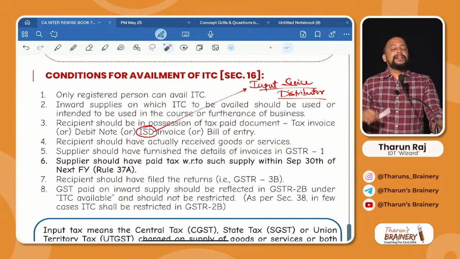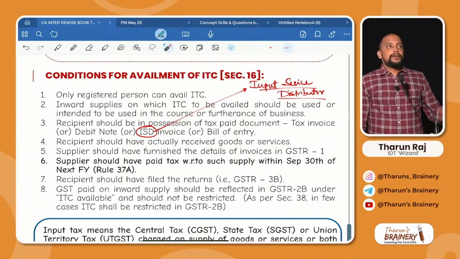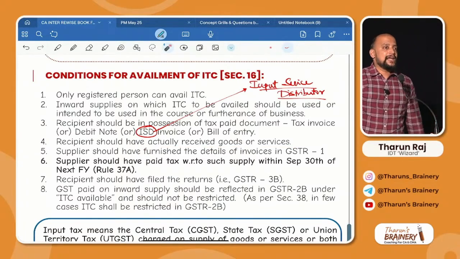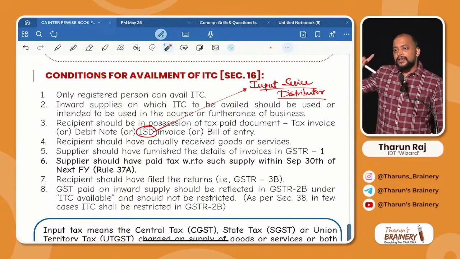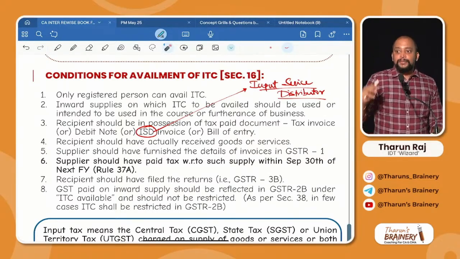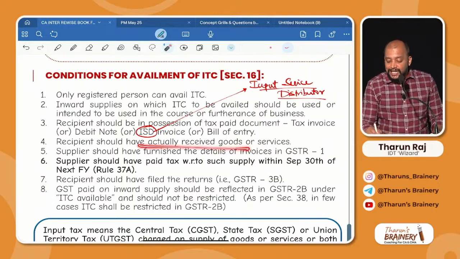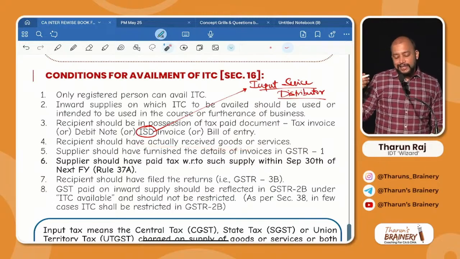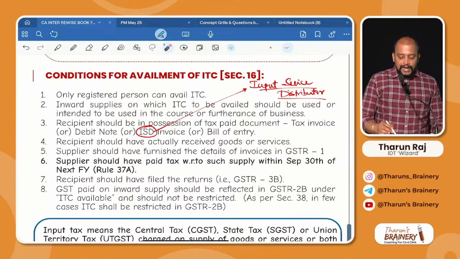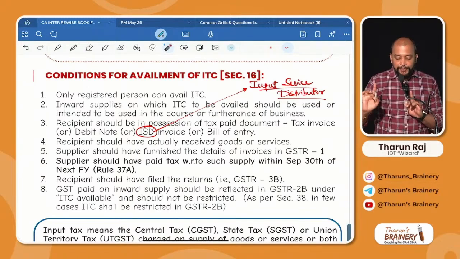For example, the invoice is in the month of May, but the goods are received in the month of June. When can the ITC be availed? May month or June month? June month only ITC can be availed. May month ITC cannot be availed, because only when the goods or services are actually received, ITC can be taken.